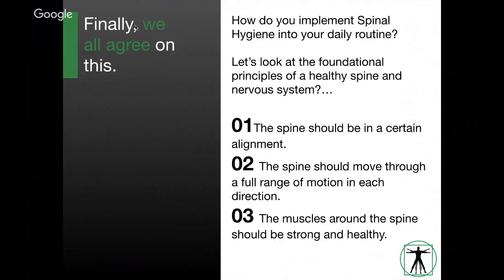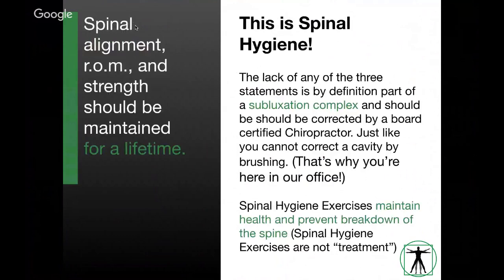So how do you implement spinal hygiene? That was the why behind why you need spinal hygiene, but let's look at the how, okay? First, we have three fundamental principles of a healthy spine. It's important that you know this, and every time you do your exercises at home, every time you get adjusted, you're improving these three things. Number one, your spine should be in a certain alignment. Number two, your spine should move through a full range of motion in each direction. Number three, your spine should have muscles around it that are strong and healthy. This is spinal hygiene. That's why we're going to talk about spinal alignment, range of motion, and strength.